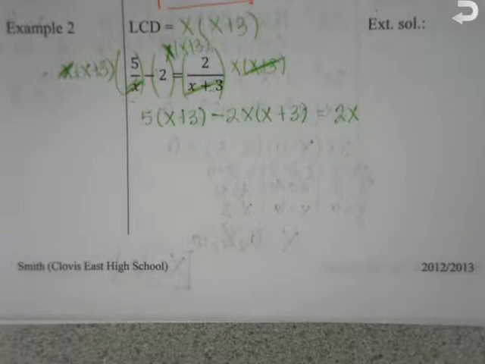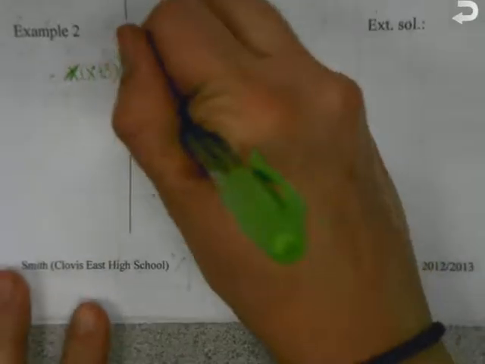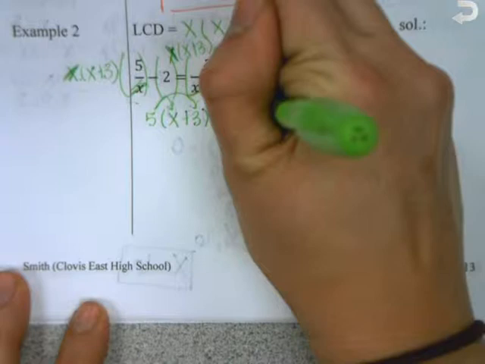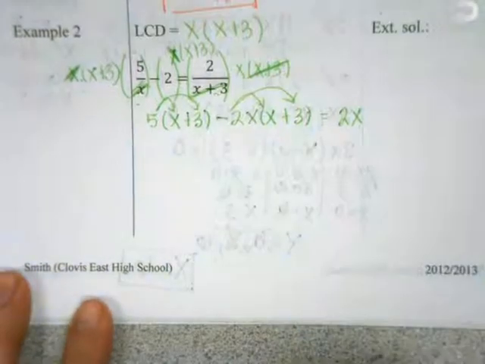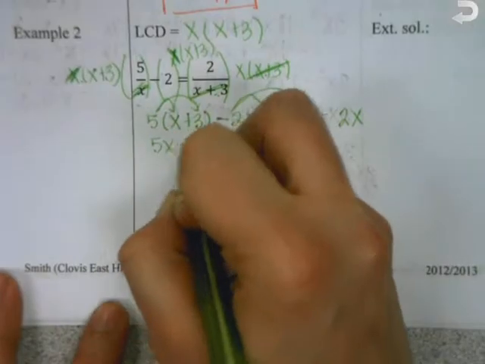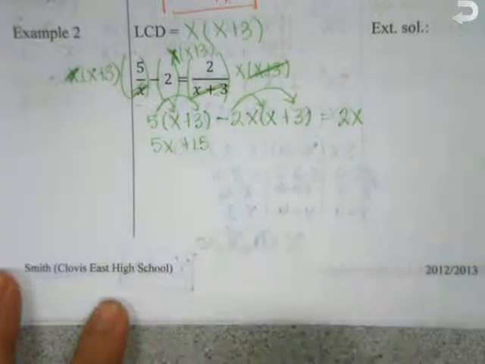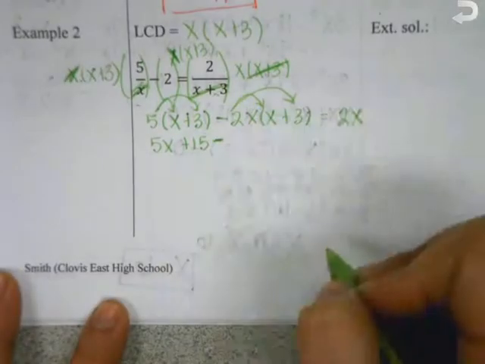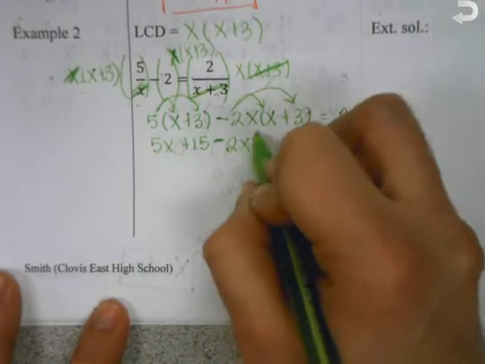Okay, what would you guys do next? Distribute. So distribute there. That's going to give you 5x plus 15 minus 2x squared minus 6x equals 2x.